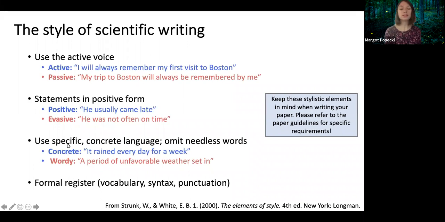Additionally, scientists will often write in a way where they use specific, concrete language and omit needless words. You've already heard me say specific frequently, and I will continue to say it a lot because it's really important. So for example, in this concrete sentence, it rained every day for a week. It's saying exactly what's happening. It rained every day for one week. But in the wordy version, a period of unfavorable weather set in. Well, there's a lot of uncertainty here. What does a period mean? Could that be a week, a month, a year? What does unfavorable mean? Could it be rain, sleet, snow?